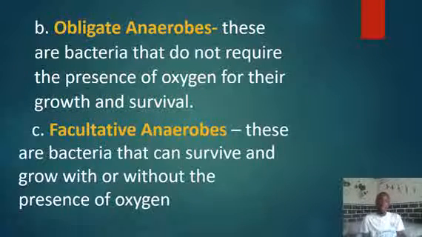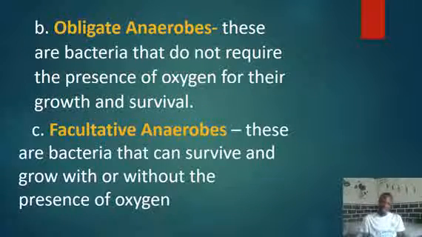Now let's look at the second group. We call them the obligate anaerobes. Anaerobe is not a new word to you, of course, because remember anaerobic respiration. Remember that one occurs in the absence of oxygen, so take note of this. The one is the obligate anaerobe. Now these ones are bacteria that do not require the presence of oxygen for their growth and survival. So they don't need oxygen supply for their growth and survival, so they can live without oxygen supply, and they can grow, they can survive. We call them obligate anaerobes.